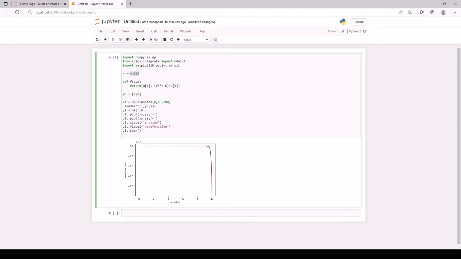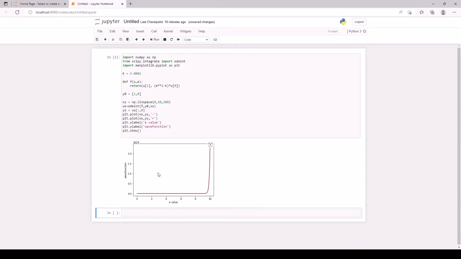Now let's graph 5.0001. And we see that it graphs up. Therefore, k equals 5 is also a valid solution. Next, we want to try it for k equals 7. Once again, that's going to be odd. We have to switch around our initial conditions again from 1, 0 to 0, 1.